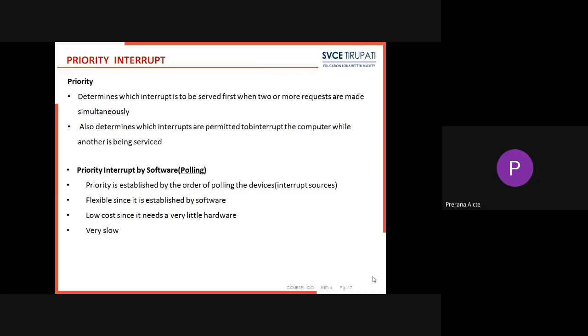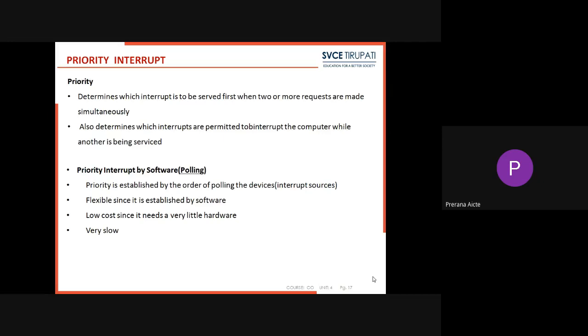A priority interrupt is a system that establishes the priority over the various sources to determine which condition is to be serviced first when two or more requests arrive simultaneously. It also determines which interrupts are permitted to interrupt the computer while another is being serviced.